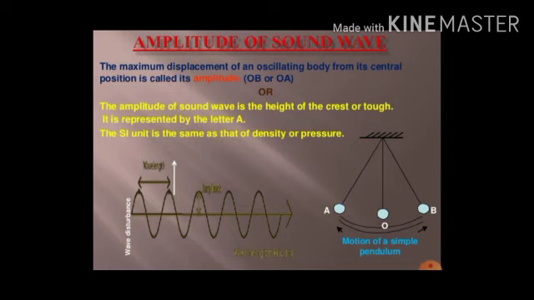Wavelength is measured in meters. The SI unit of wavelength is meters, and wavelength is represented by a symbol called lambda. It is written as an inverted Y. These are the five characteristics of a sound wave.